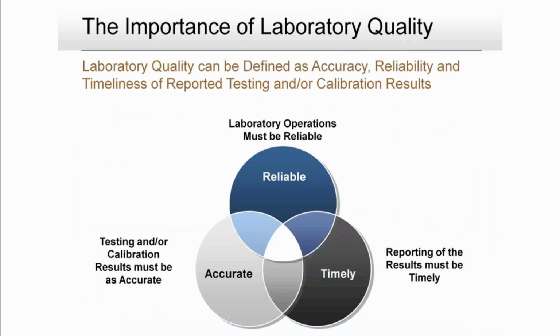Earlier, where we gave a rundown of the management and technical requirements, you could see aspects that had to do with the customer, with feedback, with complaints. There has to be a means to get feedback, and a means to get complaints from customers. There has to be a means to continually improve on all of this. So, in defining quality, the laboratory operations must be reliable, tests and calibration results must be accurate, and reporting of the results must be timely.